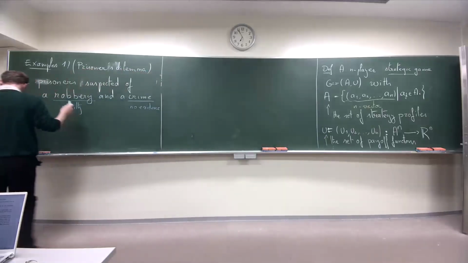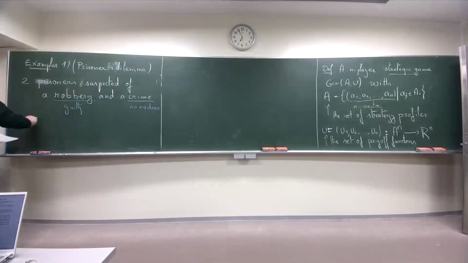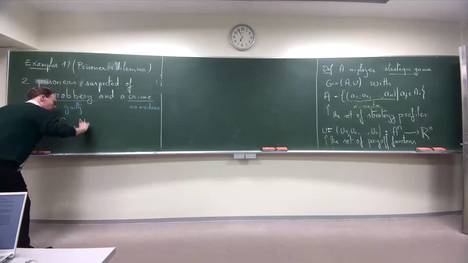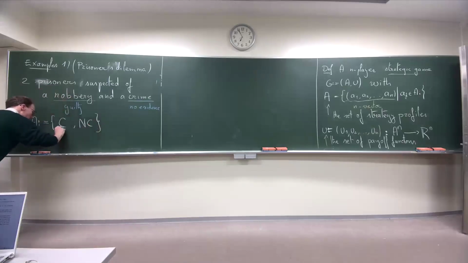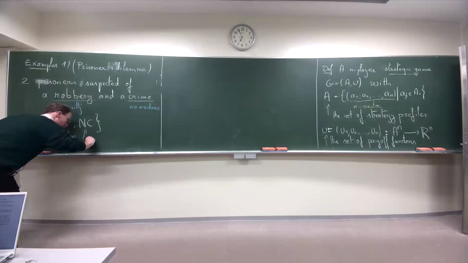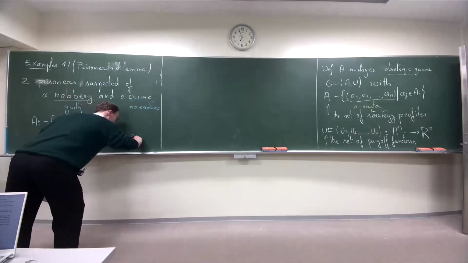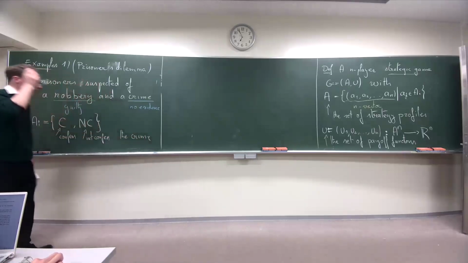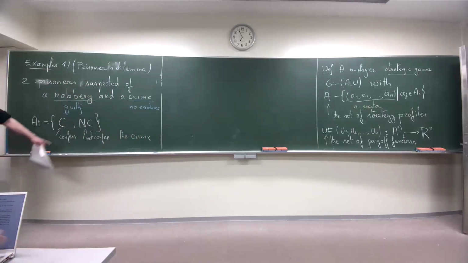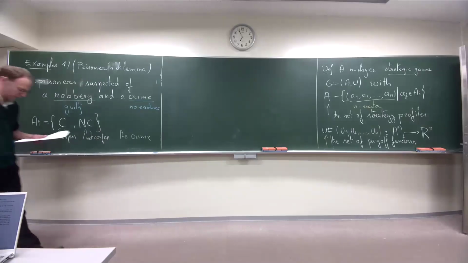And they have two options. So the set A_i, they have two strategies: either they can confess or not confess. C is for confess, and NC is for not confess the crime. Because the robbery, we know that they are guilty, but they can either confess or not confess the crime.